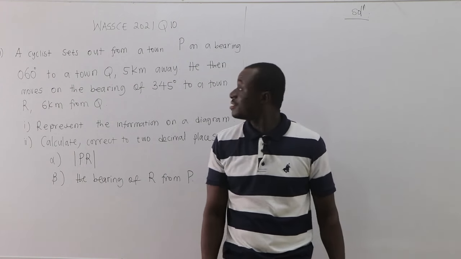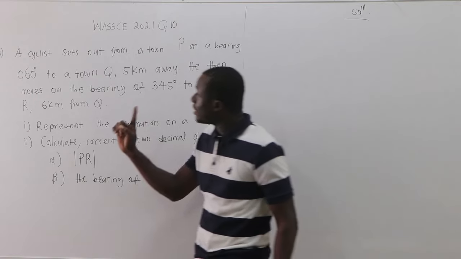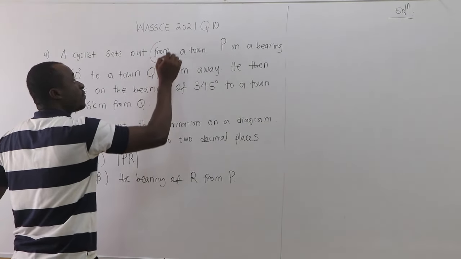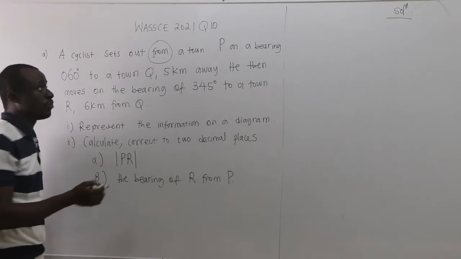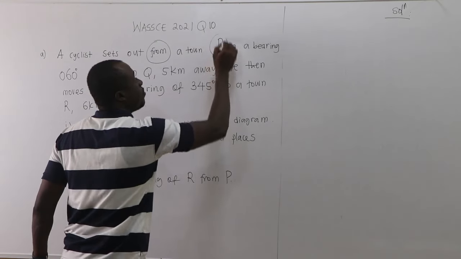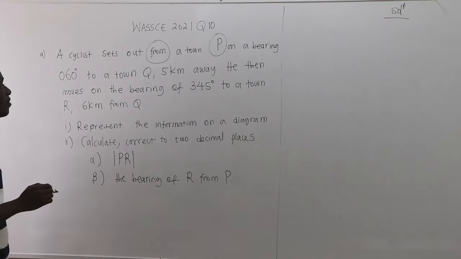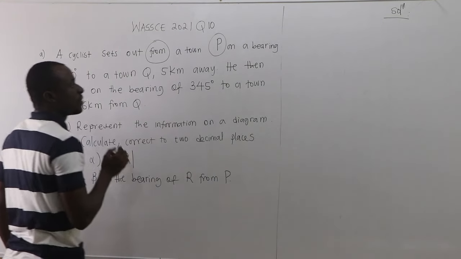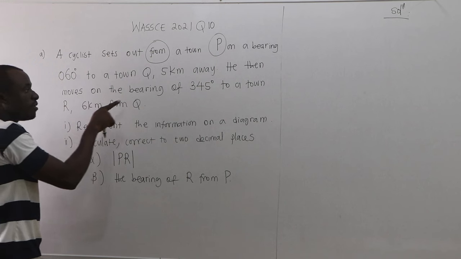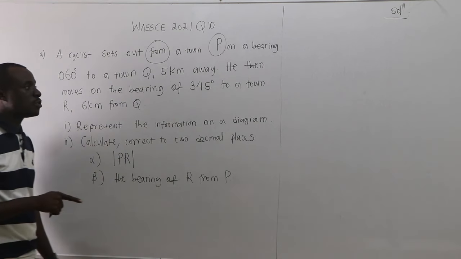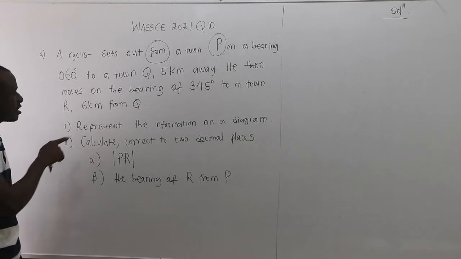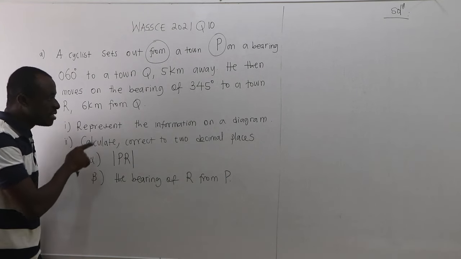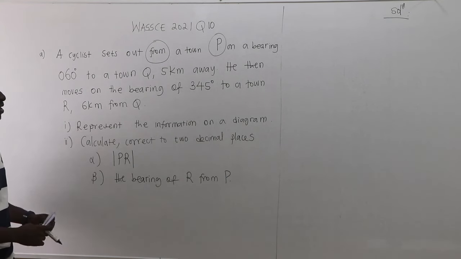Let's consider it. Now, it says that a cyclist sets out from a town P. So the key word is from. That is our starting point. From a town P, we are starting from P, on a bearing of 60 degrees to a town Q, 5 kilometers away. He then moves on the bearing of 345 degrees to a town R, 6 kilometers from Q. I say we should represent the information on a diagram.